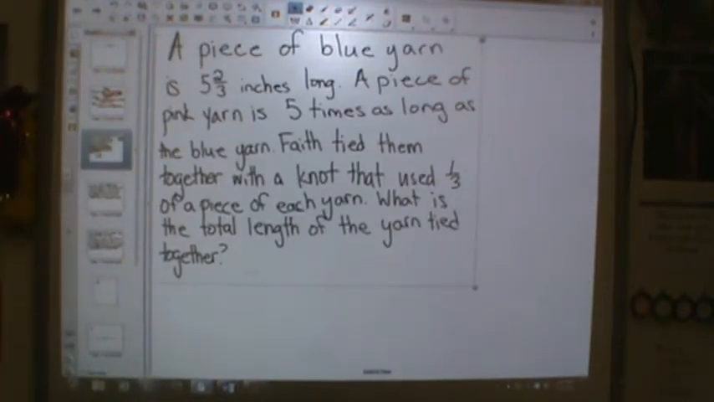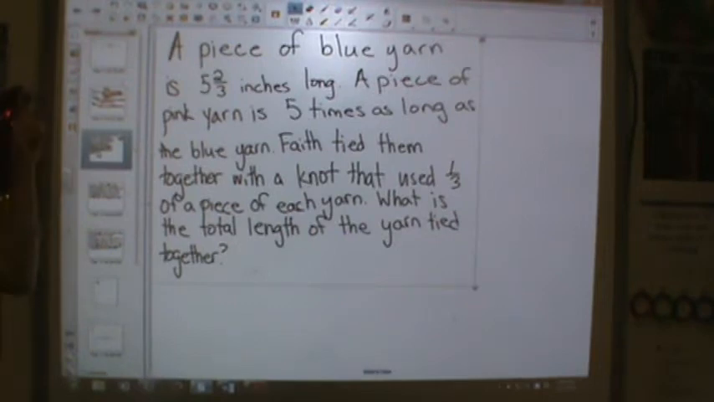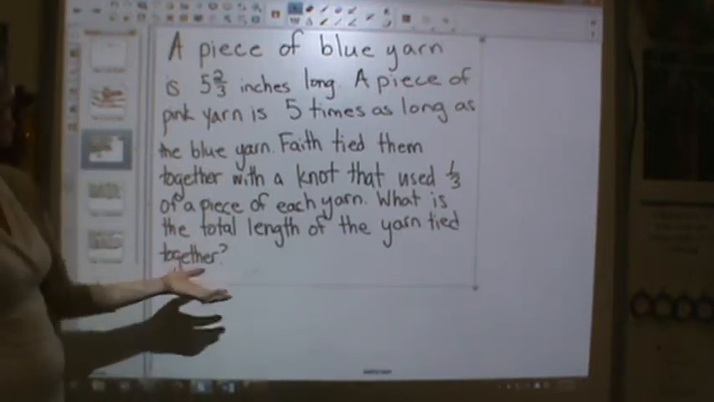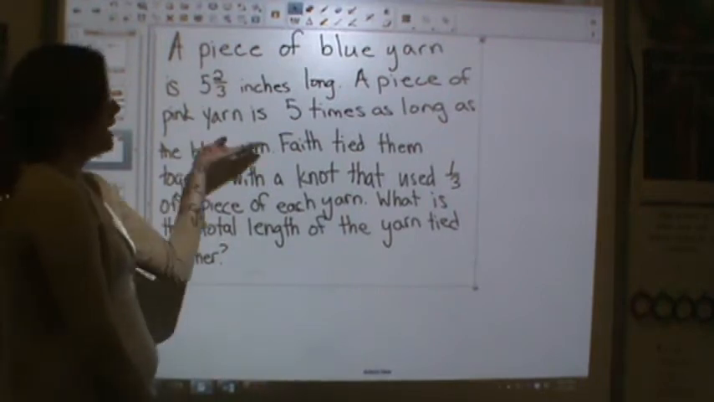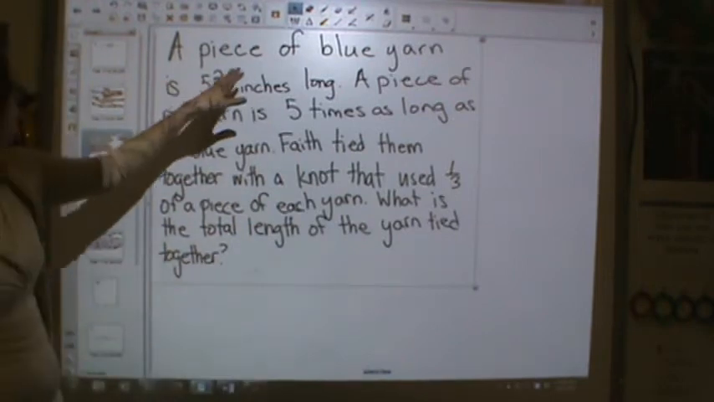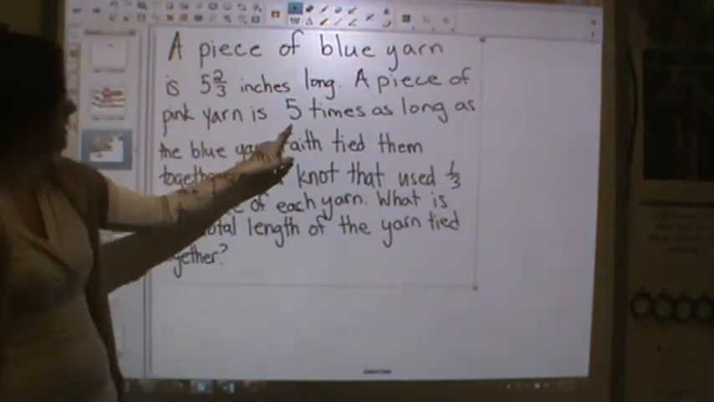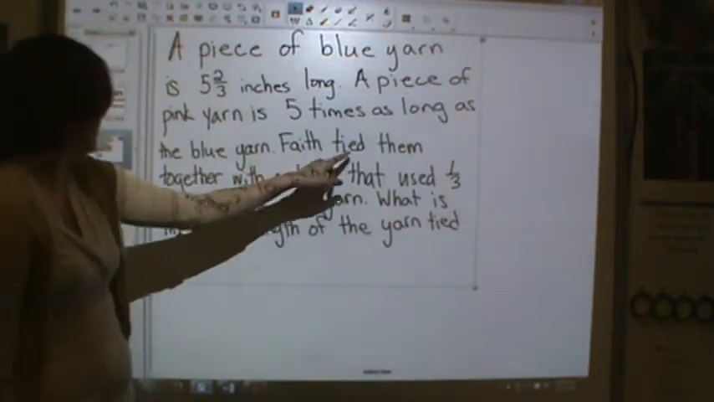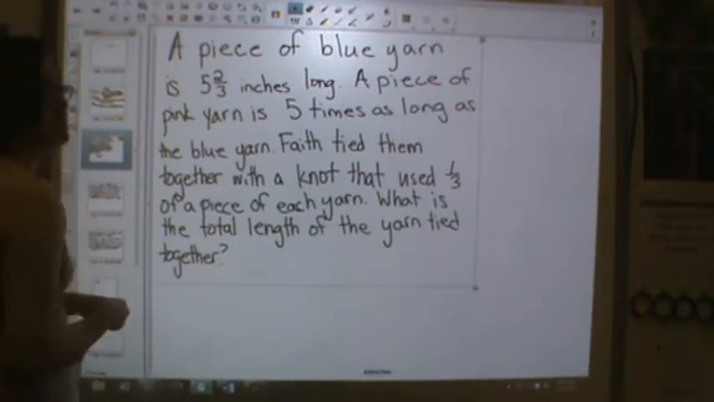So this is your first problem. Yes, you need to copy this down, so go ahead and pause the video if you need to copy it down because you need to practice the read, write, draw strategy. You cannot do that if it's not written down on your paper. So go ahead and pause if you need to do that. All right, so your paper should have this question on it. So it says a piece of blue yarn is 5 2/3 inches long. A piece of pink yarn is 5 times as long as the blue yarn. Faith tied them together with a knot that used 1/3 of a piece of each yarn. What is the total length of the yarn tied together?